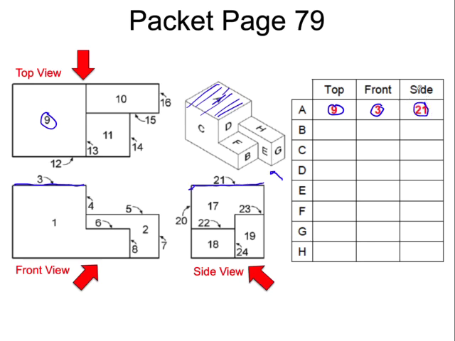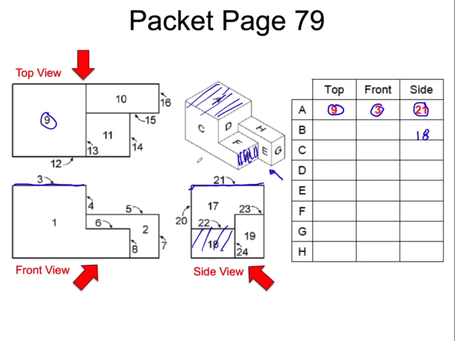Let's do one more together just so you can sort of see it. Where is B? So now B is this piece right here. Let's do the easy one first. Where would B look like if we were looking at it from the side view, looking at right here? Well, it would be number 18. So we put 18 right here.